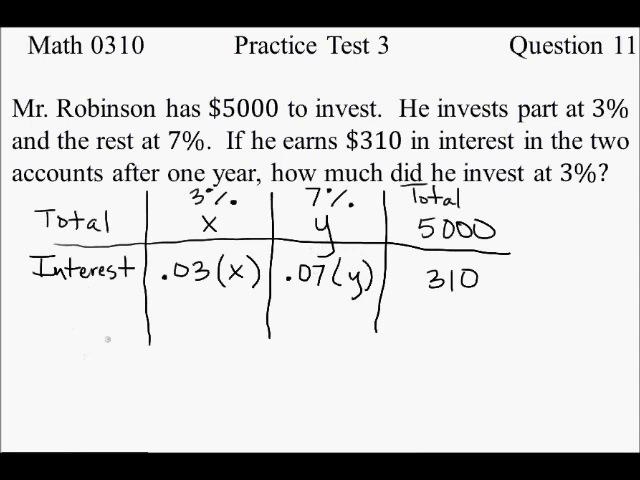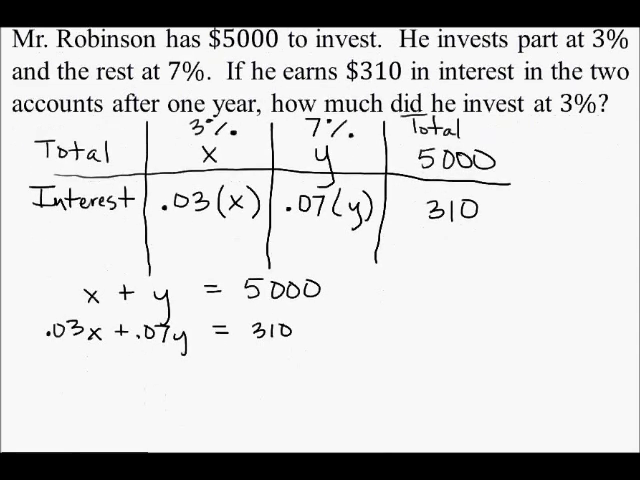Okay, so this gives us two equations. The top equation tells us that X plus Y, in other words, the amount in each account, if we add them up, we invested a total of $5,000, or Mr. Robinson did. And then the second equation tells us that 3% times our X amount of dollars plus 7% times our Y amount of dollars is going to give us 310. And so we can just simply solve this now by using substitution or elimination. I'm going to scroll here so we have a little bit more room.